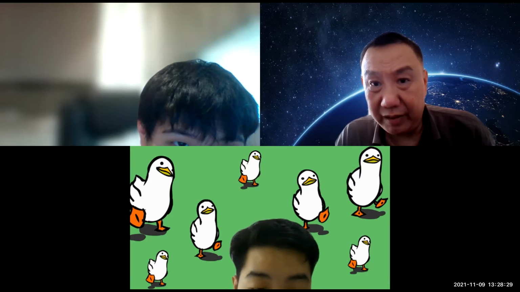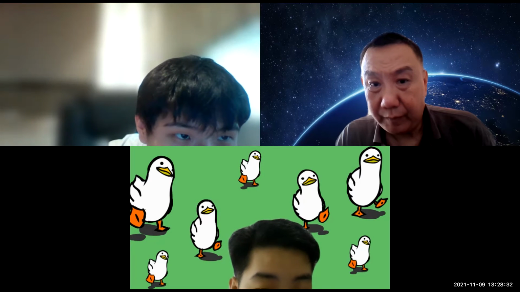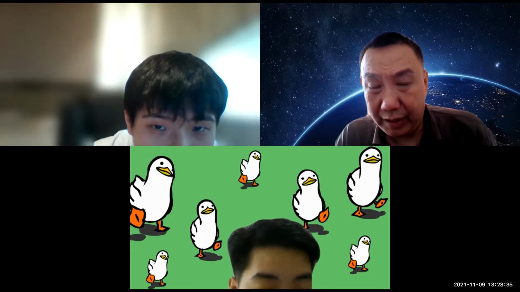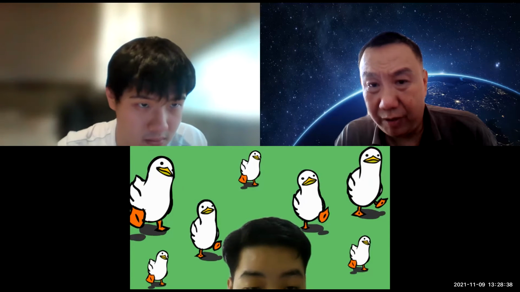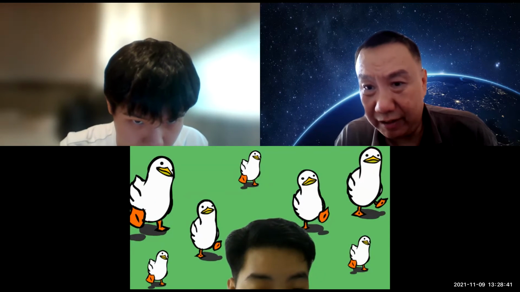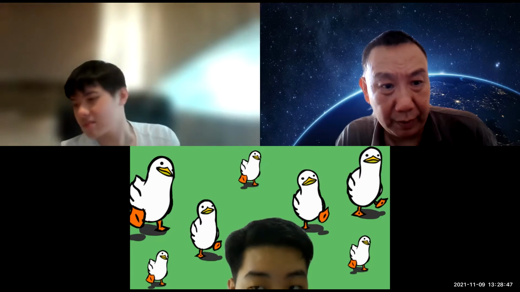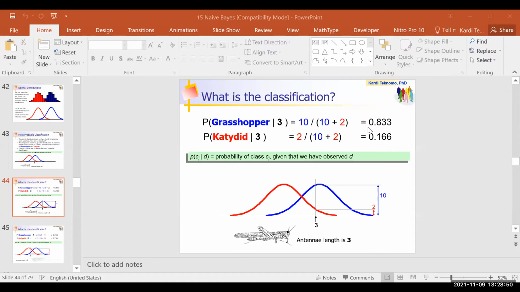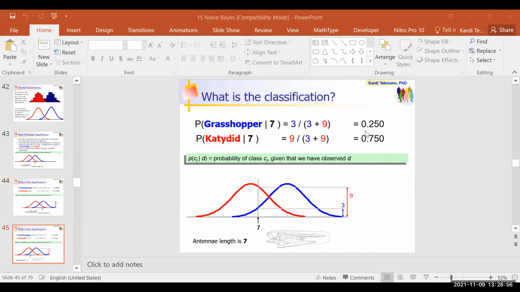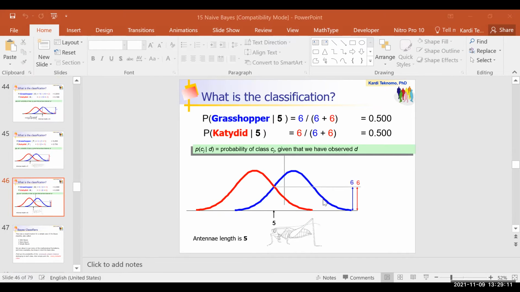What will we do if we have this? We calculate the probability of grasshopper given that the data is 3. So you calculate the probability and you get, for example, this probability. And what is the classification if the data is actually 7? So you get a different value here, right? So the probability value will change depending on the new data. This is the example.